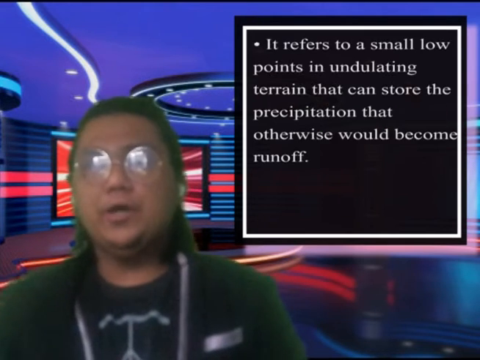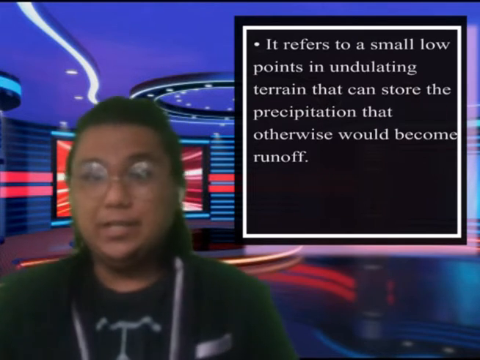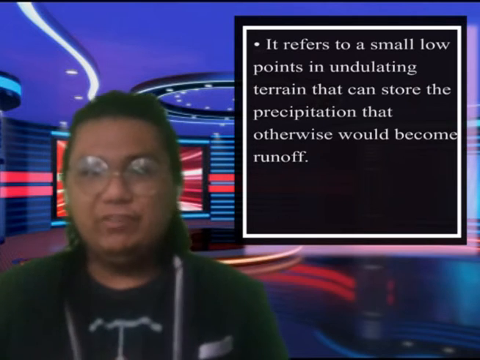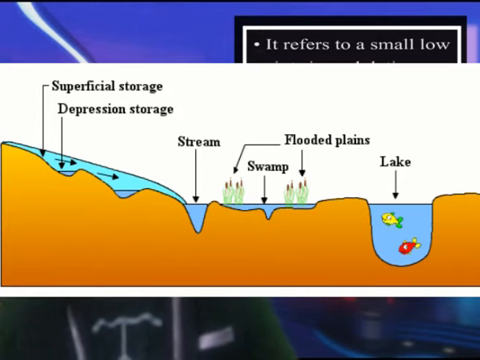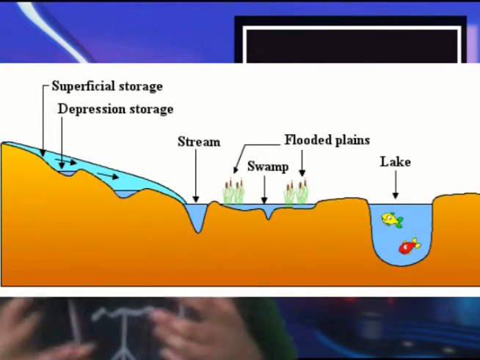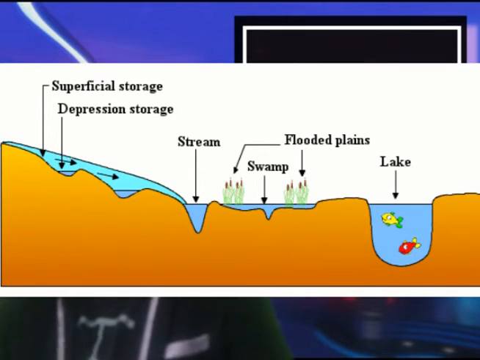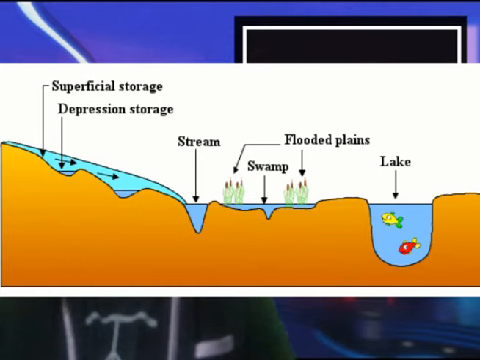The next rainfall abstraction is the depression storage. It refers to small low points of undulating terrain or an uneven land surface that can store precipitation that otherwise would become runoff. It's either removed by infiltration into the ground or evaporation.